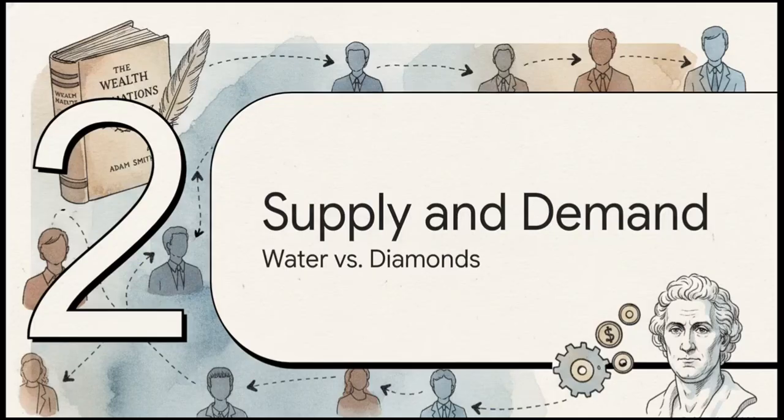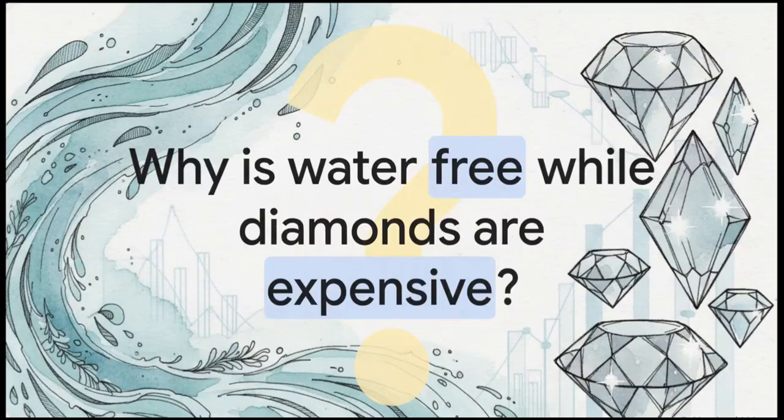Moving right along to part two, supply, demand, and diamonds. To understand how individuals interact out there in the market, we have to look back to the father of economics himself, Adam Smith. In his 1776 classic book, The Wealth of Nations, he posed this brilliant, kind of mind-bending question. Why is water practically free while diamonds are incredibly expensive? Just think about that for a second.